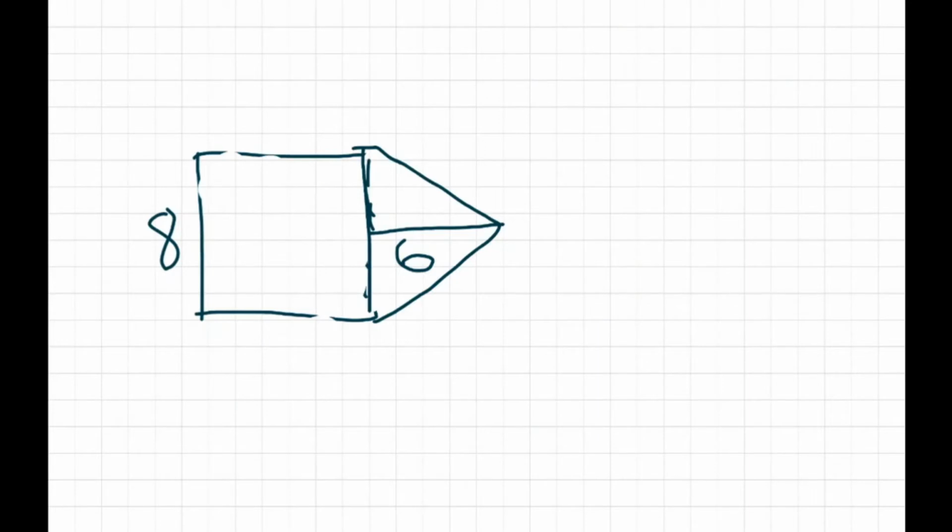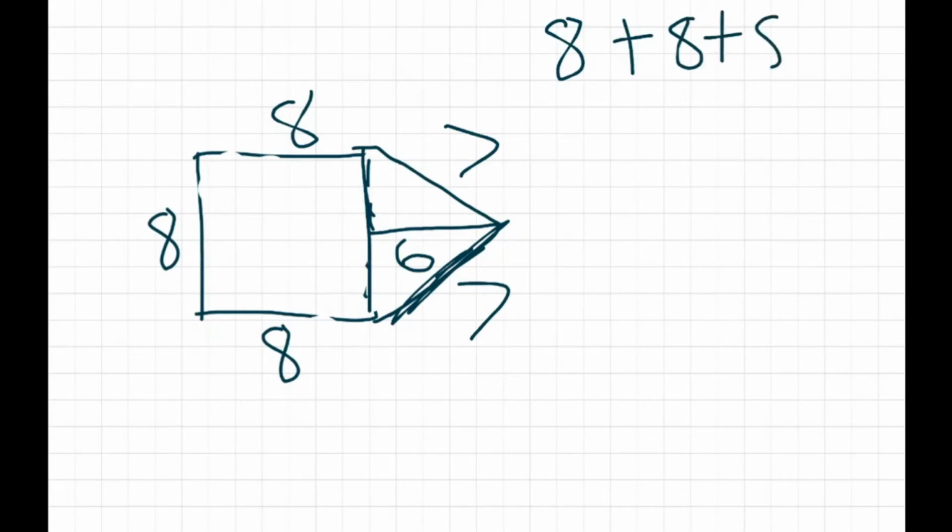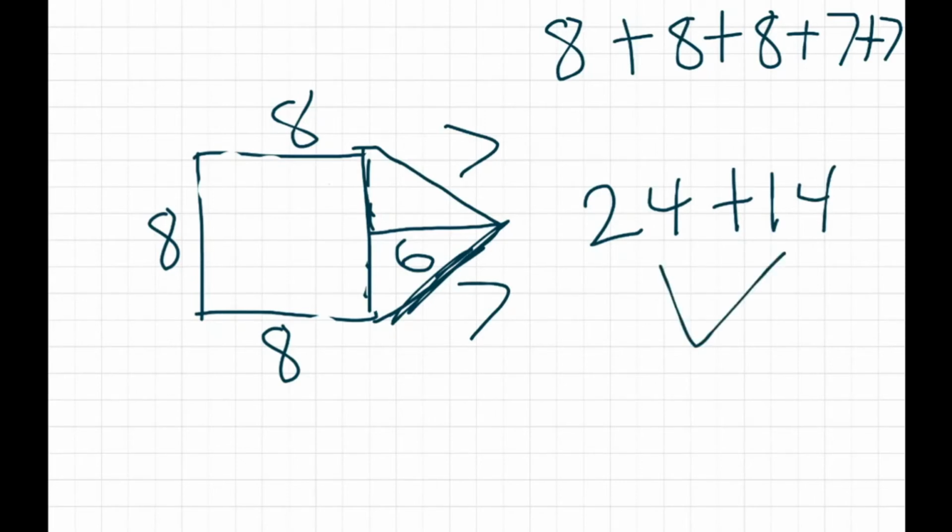So say we wanted to find the perimeter. We know all the side lengths of the square are 8. And then let's say this side of the triangle is equal to 7. So we would just add up all the sides together. So 8 plus 8 plus 8 plus 7 plus 7. That would get you the perimeter. So 8 plus 8 plus 8 is 24. And then 7 plus 7 is 14. And then 24 plus 14 is equal to 38. So that means the perimeter of this composite figure is 38.